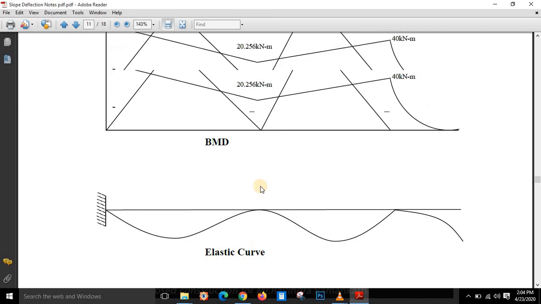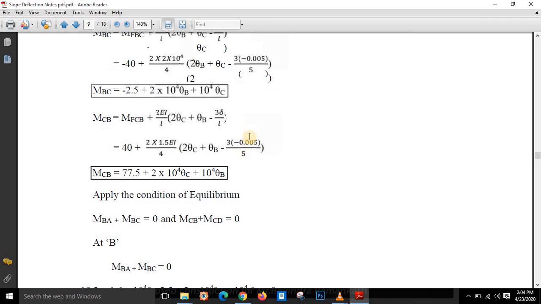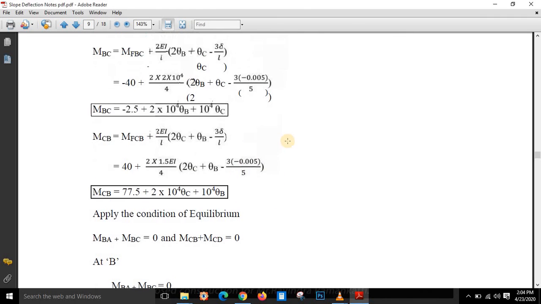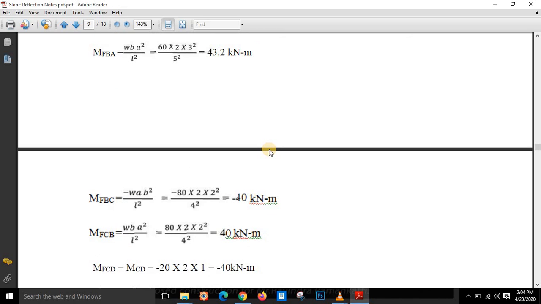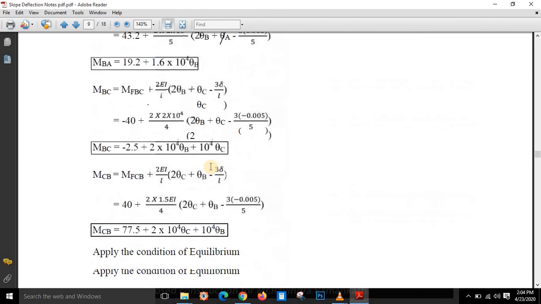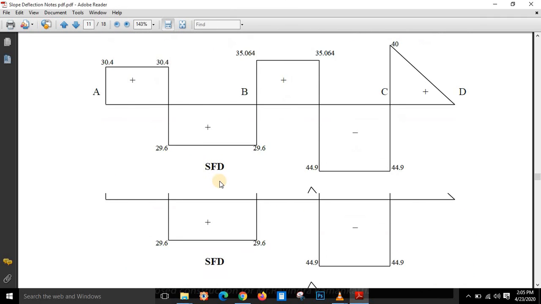This is the only change which we are going to see when there is a sinking support. So that is 3 delta by L. So minus 3 delta by L we are going to consider when right support sinks, plus 3 delta by L we are going to consider when left support sinks. Okay, we will move further.